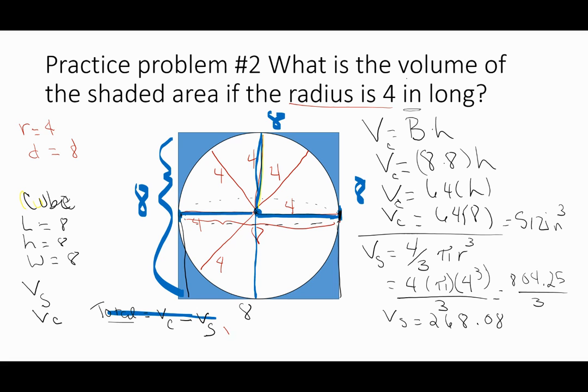All right. So, doing this total. So the volume total is the volume of the cube, which is 512 minus 268.08. And we get an answer of 243.92 inches cubed, which is quite a bit if you think about it, because we have this extra space right over here on the side. This space right here is extra space. It's kind of wasted space, and we have nearly half of it not being used in our cube.